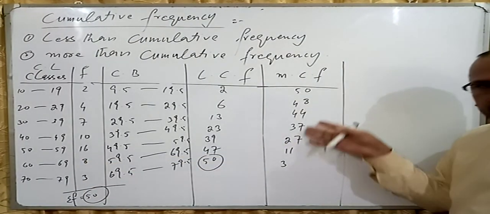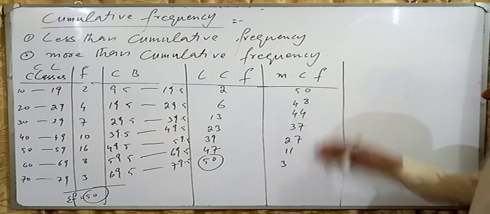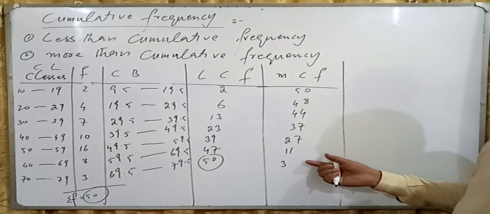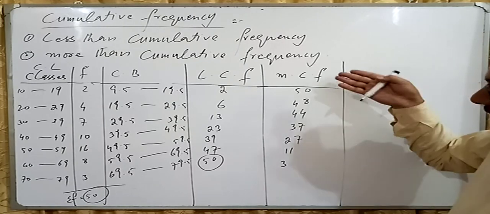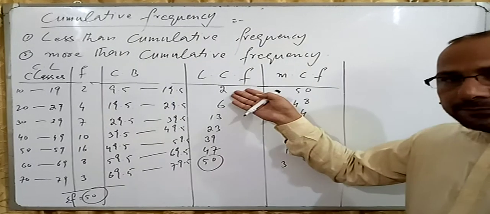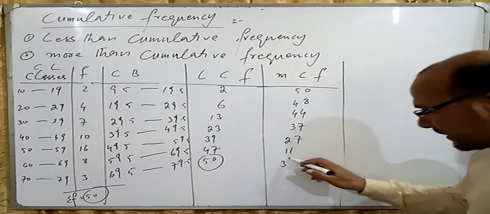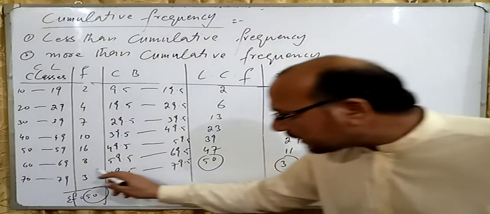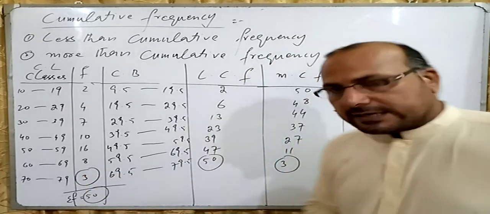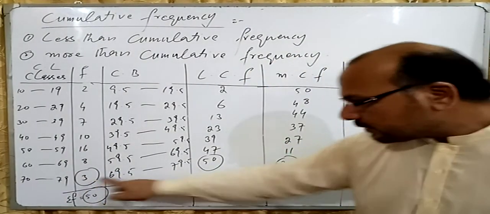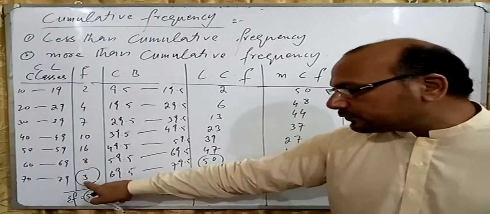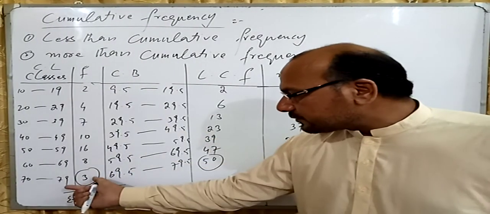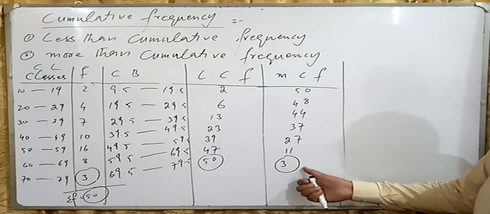So in this way you can find out the more than cumulative frequency column. There you do addition, here you do subtraction. This one is also an arrangement from high to low, and the other one from low to high. The last component of more than cumulative frequency should be equal to the last component of the frequency. If this is 3, it should be 3. If here we have 2, it should be 2. Whatever the last component of the frequency is, that should be the last one in the more than cumulative frequency.